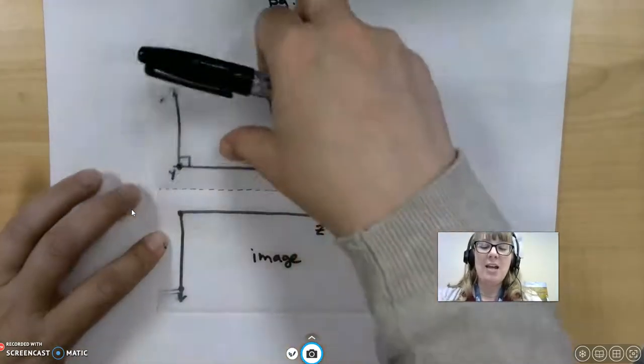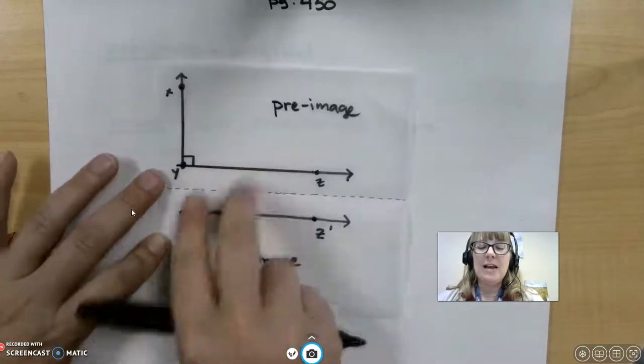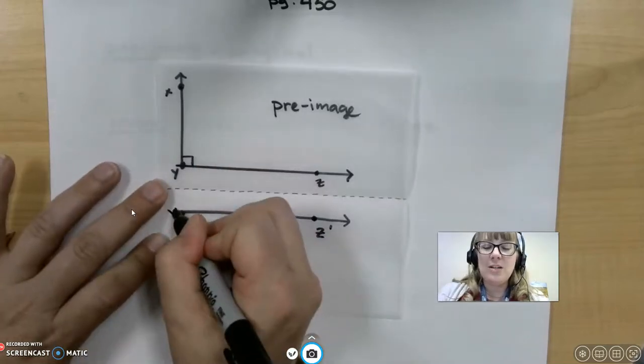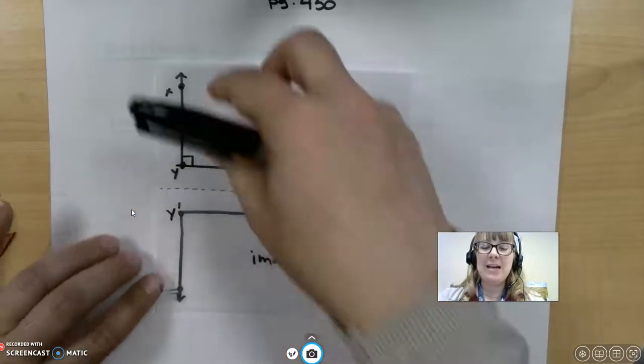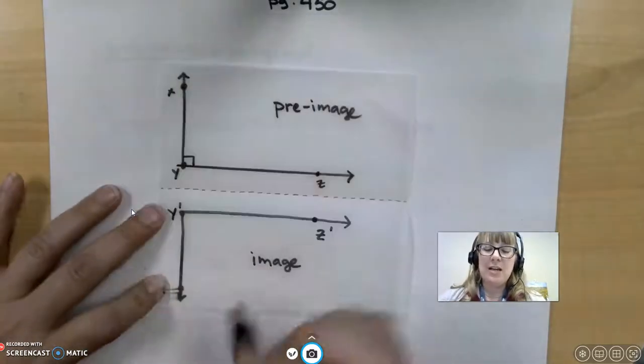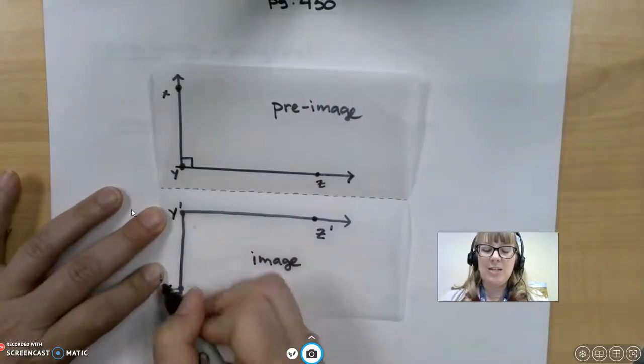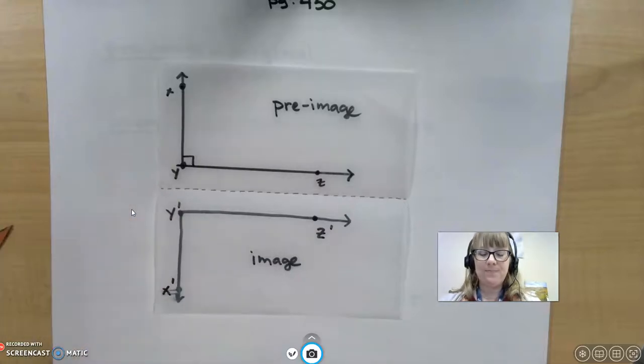Just like this Y is reflected and is now this point. So that is going to be Y prime because it's part of the image. And X, when it's reflected down, is down here and is going to be called X prime.